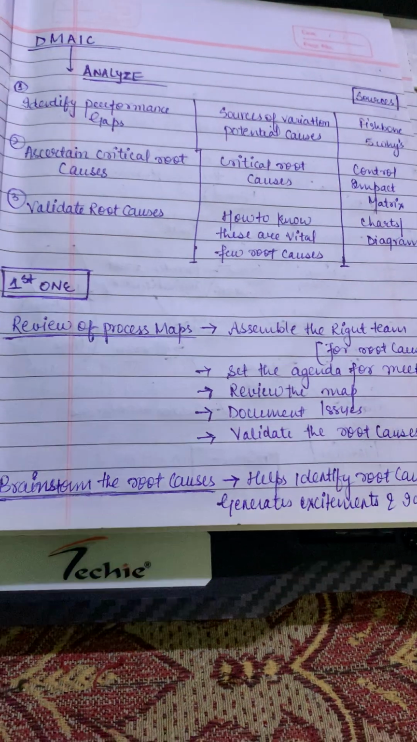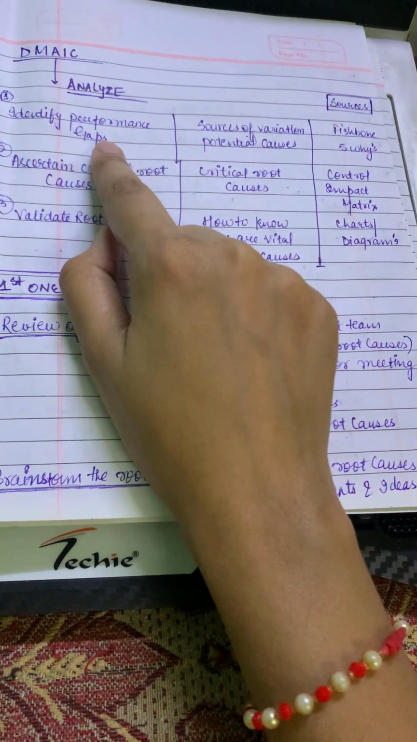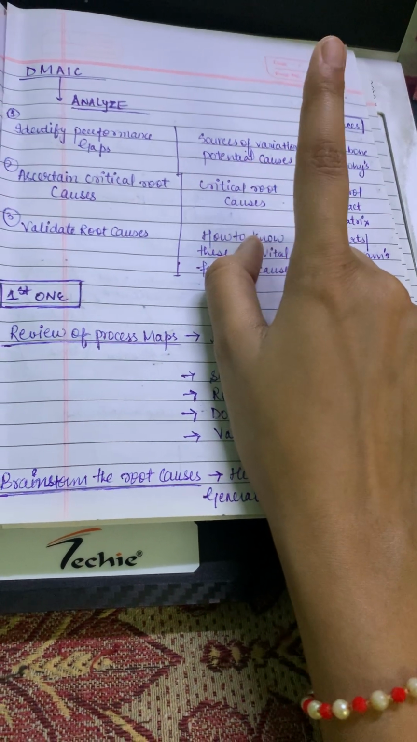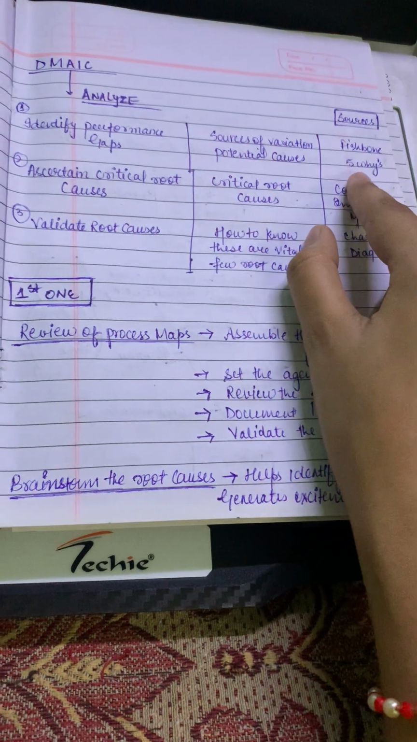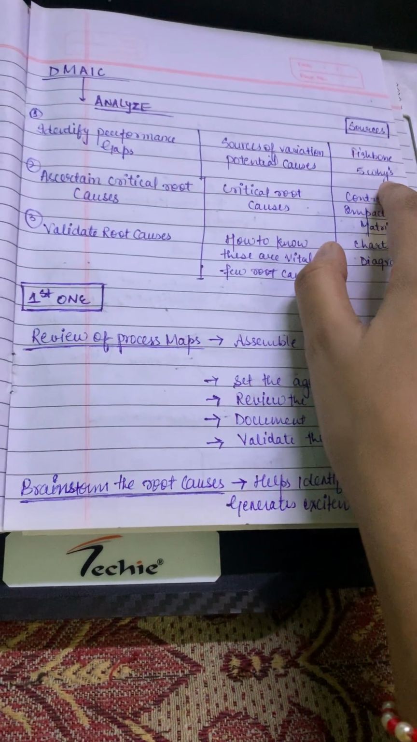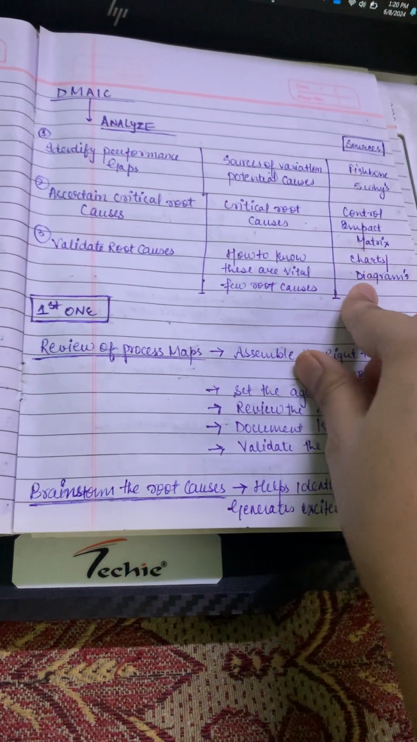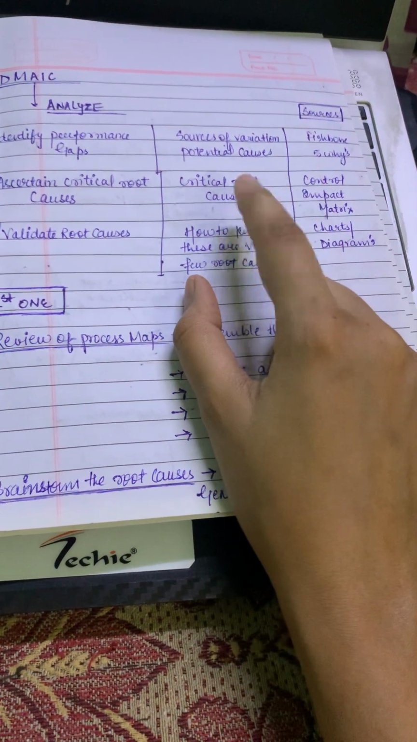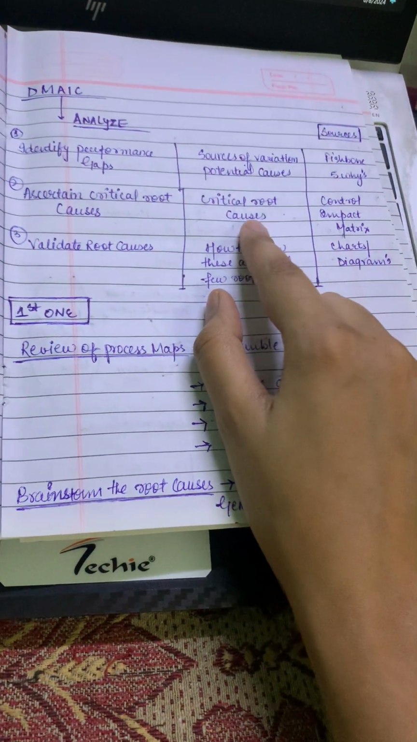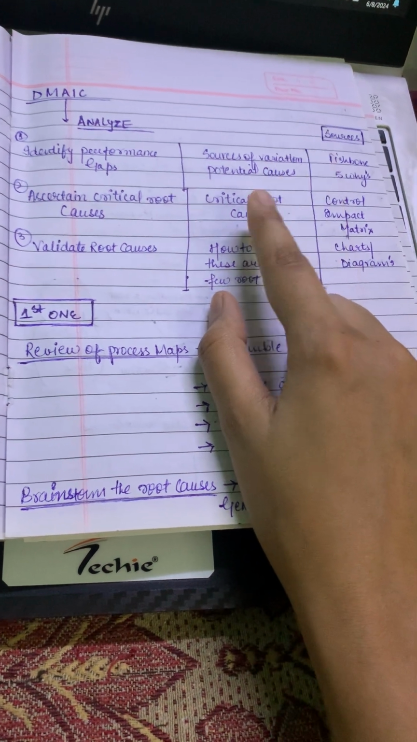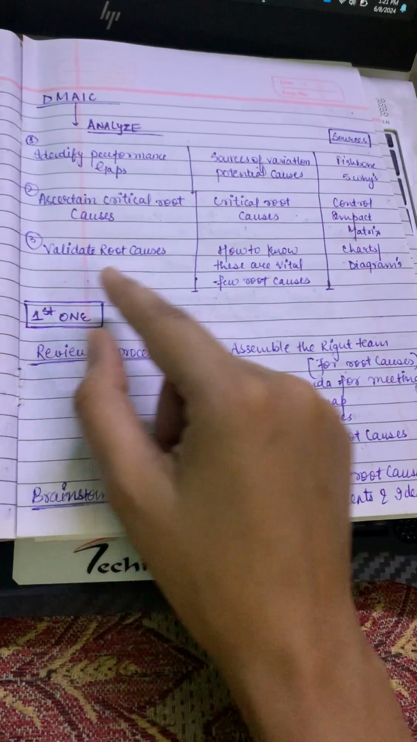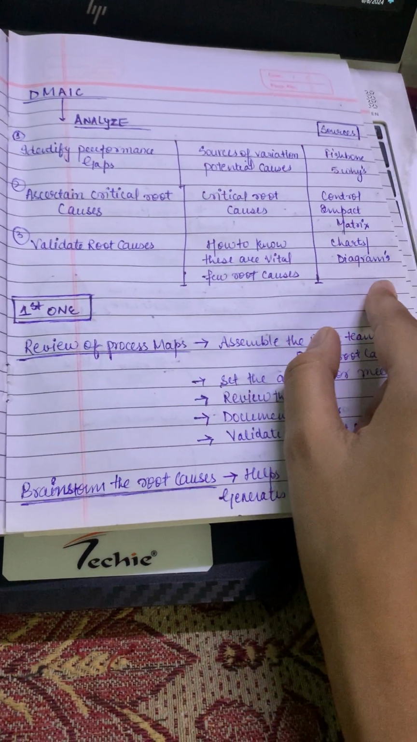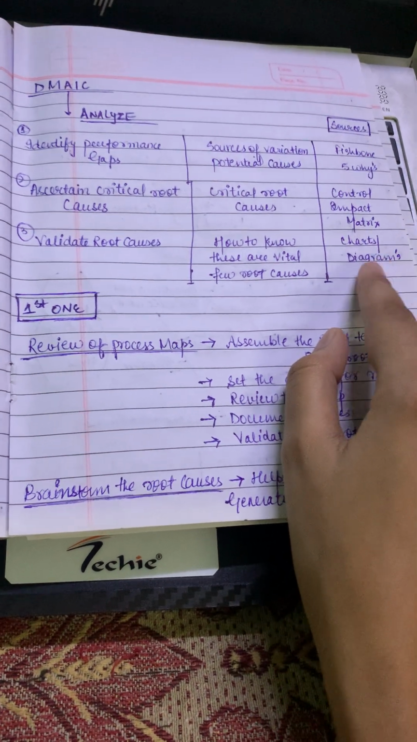Identifying performance gaps means analyzing the process sources of variation and potential causes: what are the causes of variation, what are the sources, and how we can identify them. Fishbone and 5 Whys are the tools we can use, and we'll discuss them later. Another one is ascertaining critical root causes: what are the critical root causes, how they need to be checked, and finding the solution. Validating root causes means knowing the vital few root causes, through charts and diagrams. We will get to know about it later.